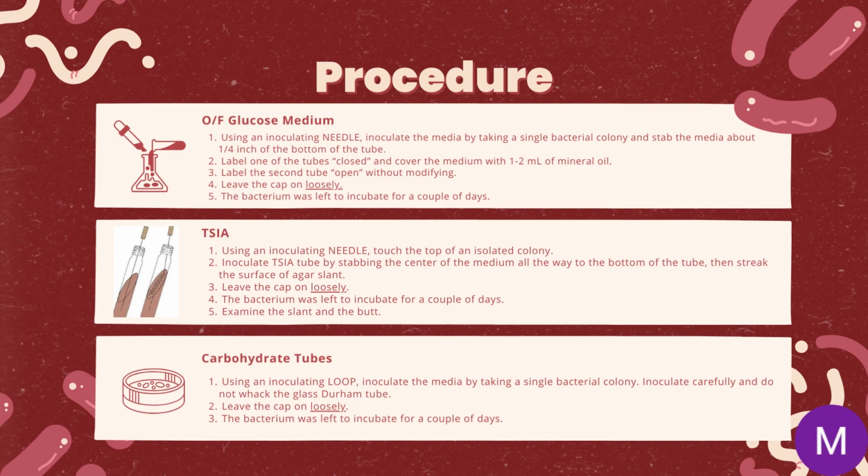For the carbohydrate tubes, the media was inoculated by taking a single bacterial colony using an inoculating loop, and it was inoculated carefully as we did not want to whack the glass of the Durham tube. The caps were left loosely, and the bacterium was left to incubate for a couple of days.